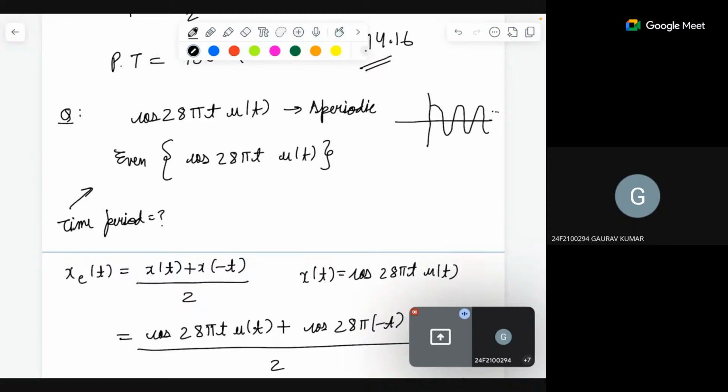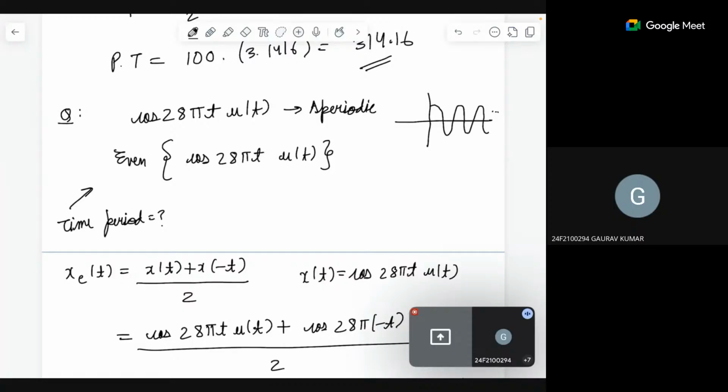Well, see, the signal is cos 28 pi t times u of t. So cos 28 pi t will be something like this. It will be even, it will actually be like this, extending from minus infinity to infinity. But what did I do? I multiplied it by u of t. So if I multiply with u of t, it will start from 0 and go on till infinity. So this is the signal that I will have, cos 28 pi t into u of t. Does that answer your question?